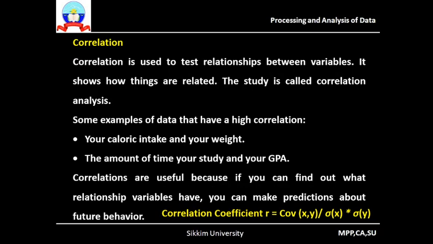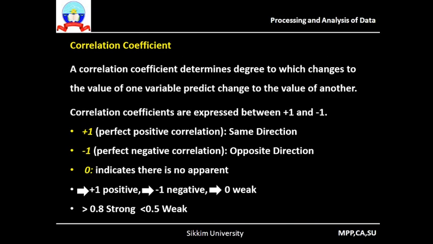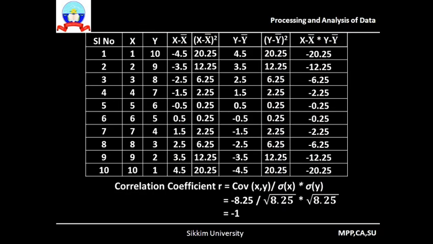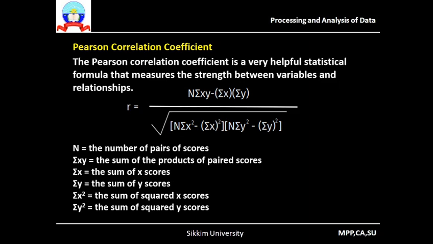Then we moved on to correlation, where we learned about correlation analysis and correlation coefficient. We also learned how to interpret the values of correlation coefficient, and we tried to understand it with the help of an example. Eventually, we discussed Pearson's correlation coefficient, where we discussed the various elements and the importance of the elements.